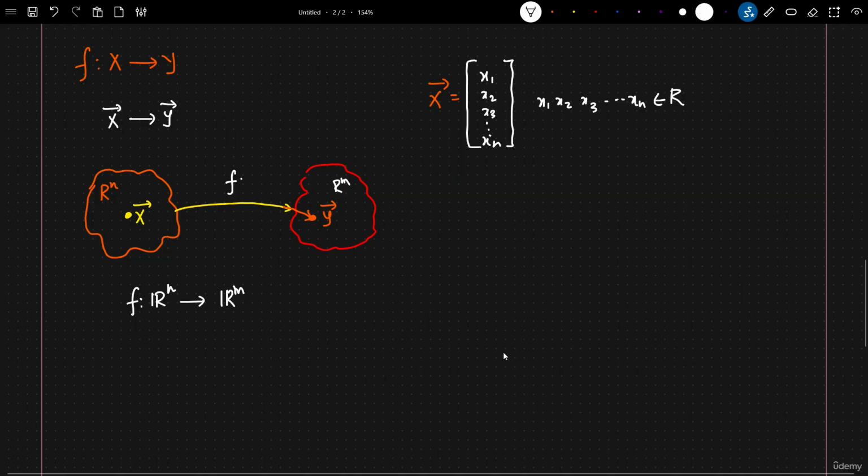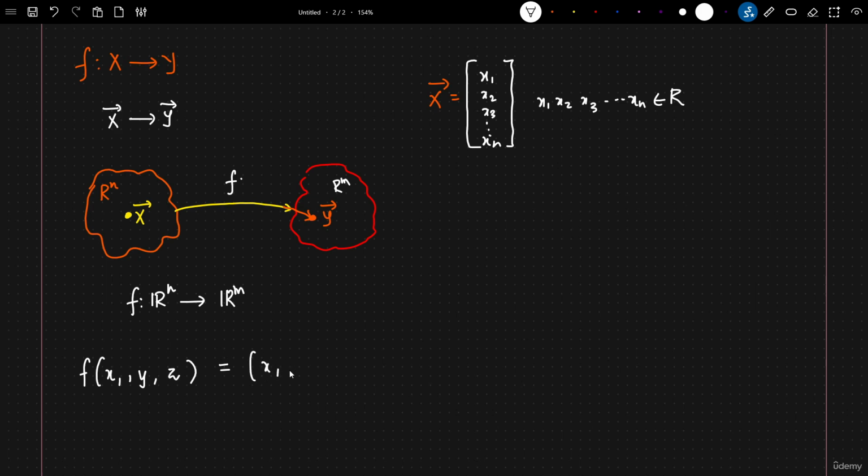Let's say I want to have a function. This is my function, and let's say I have a vector which is represented by x1, x2, x3, or I can also write it as x, y, and z. And let's say we want to map this to another set which is denoted by x plus y, comma 2z, right?